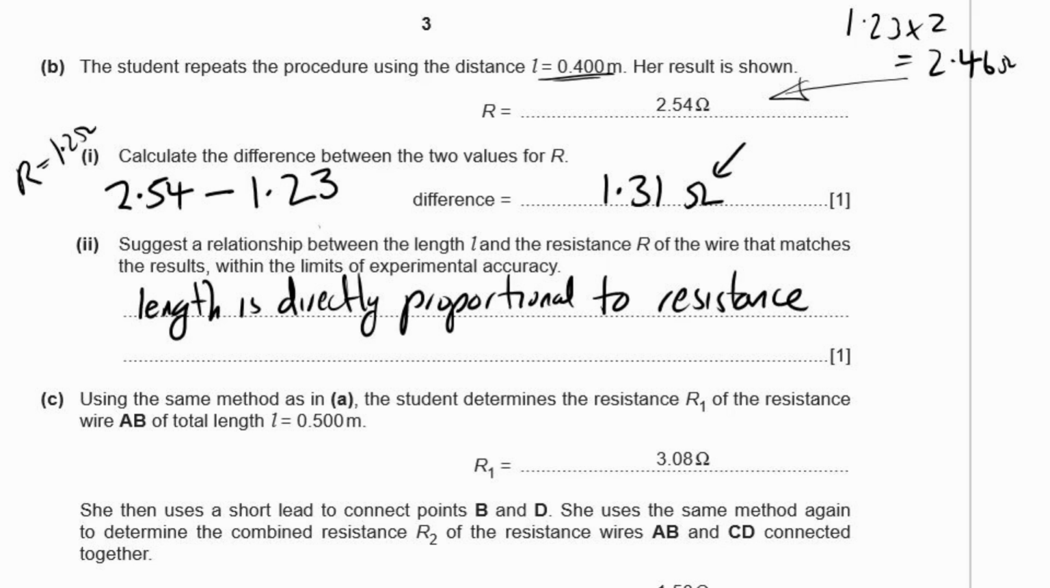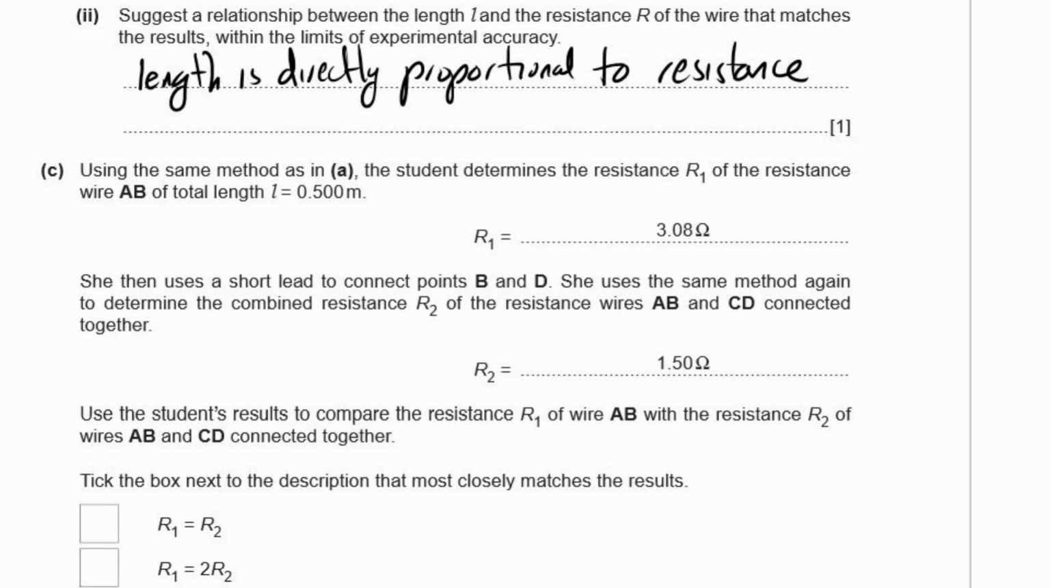Part C. Using the same method as in A, the student determines the resistance R1 of the resistance wire AB of total length L equals 0.5 meters. She then uses a short lead to connect points B and D. She uses the same method again to determine the combined resistance R2 of the resistance wires AB and CD connected together. Use the student's results to compare the resistance R1 of wire AB with the resistance R2 of wires AB and CD connected together.